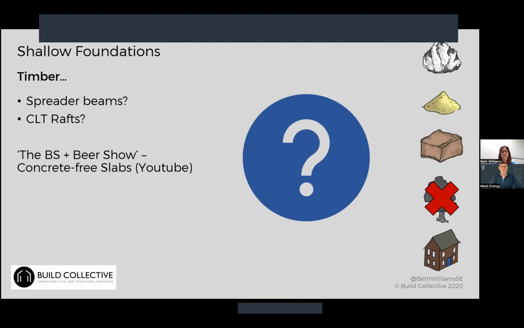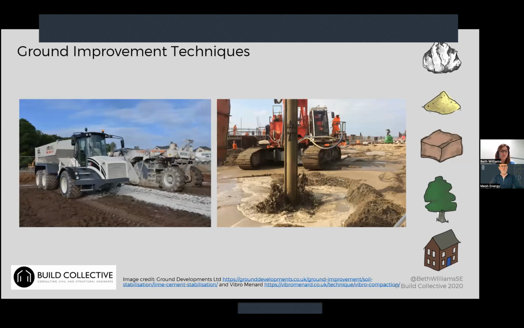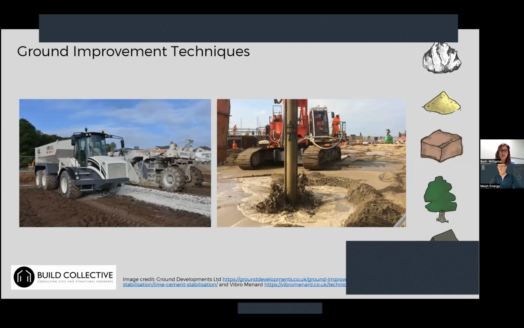If you want some more information, there's a really good YouTube video by the Building Science and Beer show, and they did a session on concrete-free slabs. They were mainly talking about ground floor slabs, but also about basement slabs. So that was interesting. Just some food for thought as an end to the shallow foundations. I'm just checking how much time we've got. I might come back to the ground improvement techniques if we've got time at the end. Maybe I'll just quickly gloss over those now.